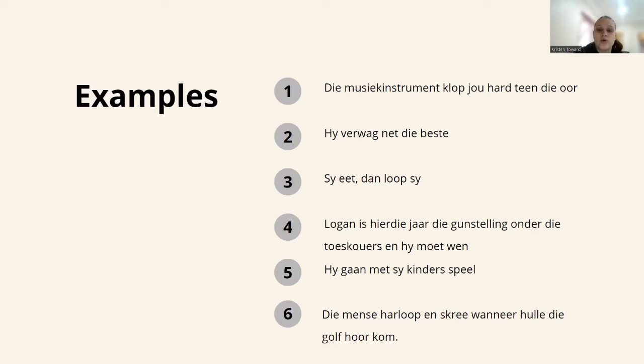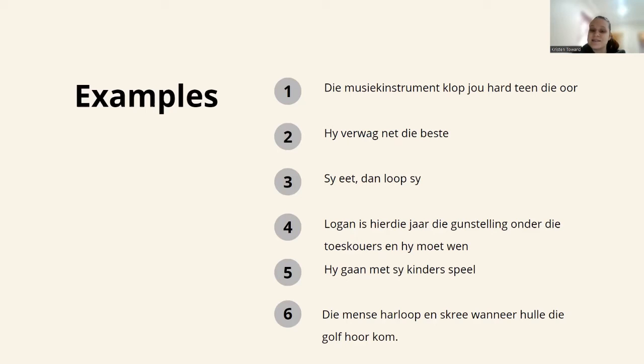Then we have 4. Logan is hierdie jaar die gunsteling onder die toeskouers en hy moet wen. Logan was hierdie jaar die gunsteling onder die toeskouers en hy moes wen. So is becomes was in the verlede tyd and moet becomes moes. Then number 5. Hy gaan met sy kinders speel. Hy het met sy kinders gaan speel.